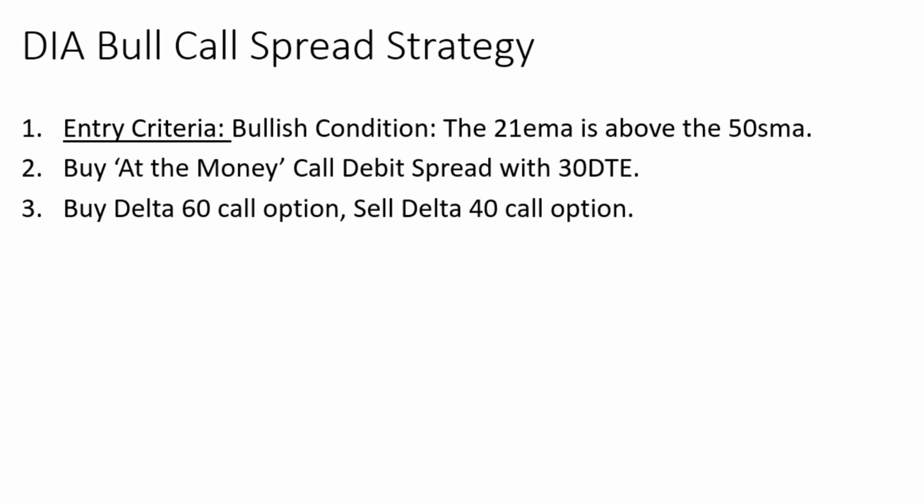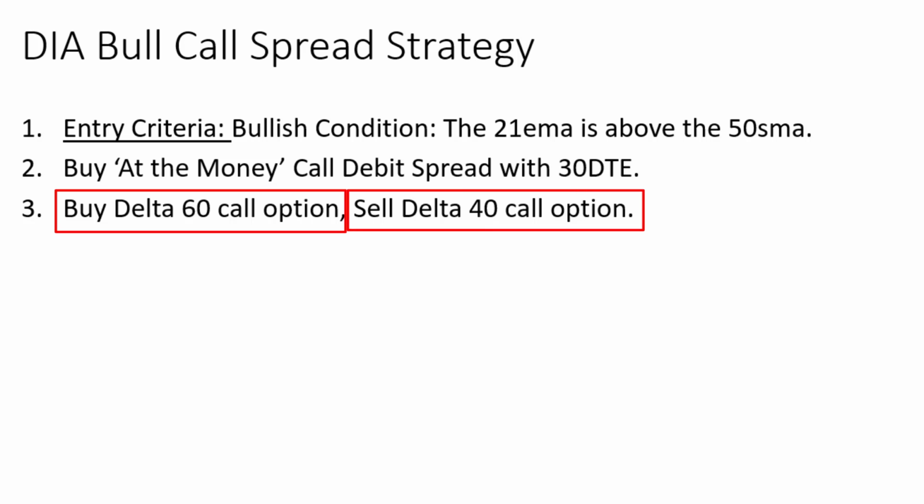So once we've chosen our expiration, now we need to choose the strikes. And the way we're going to do it, because it's at the money, we're going to do one option in the money and one option out of the money. The in the money option, the call option, we're going to be looking to buy a Delta 60 call option, and we'll look at that in the option chain in a minute. And we're going to look to sell a Delta 40 call option, which is out of the money. And that's going to put us right at the money.